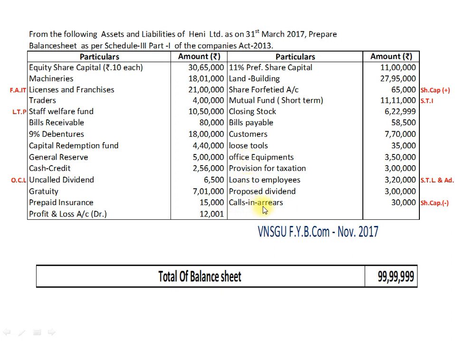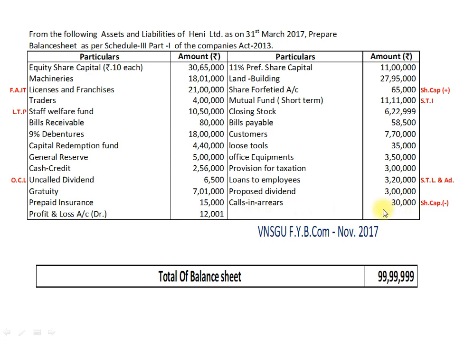Calls in arrears will be recorded in balance sheet on equity and liability side under the note for share capital, and it will be recorded as a deduction from share capital. So in the share capital note we will consider equity share capital plus preference share capital plus share forfeiture account minus calls in arrears account, as per our discussion in theory.